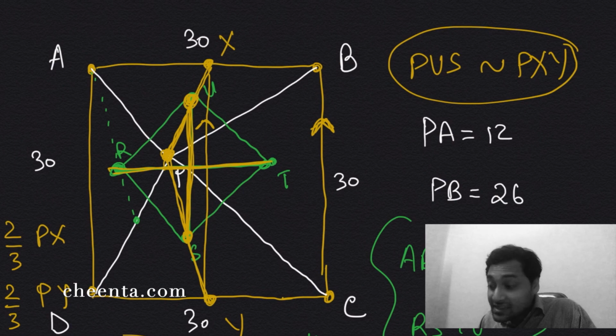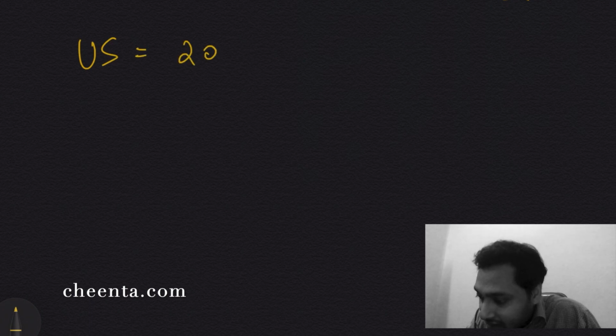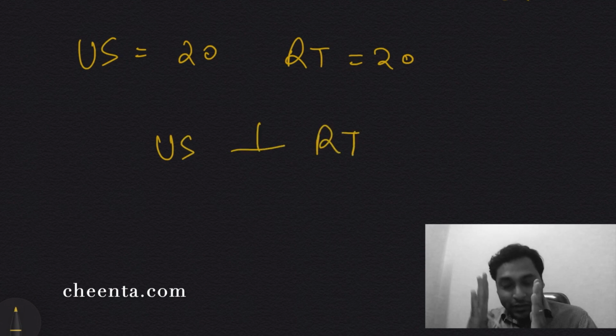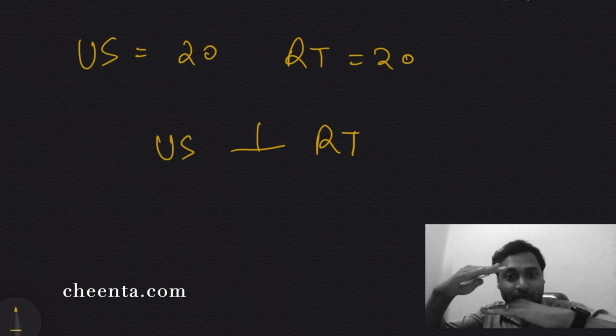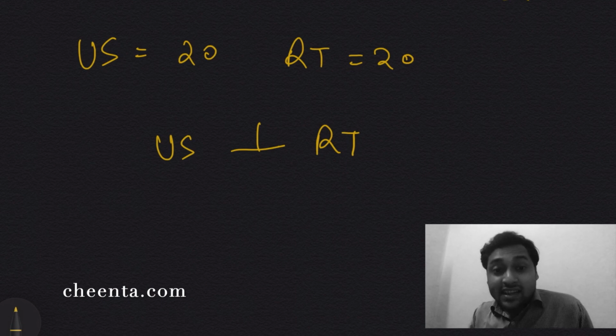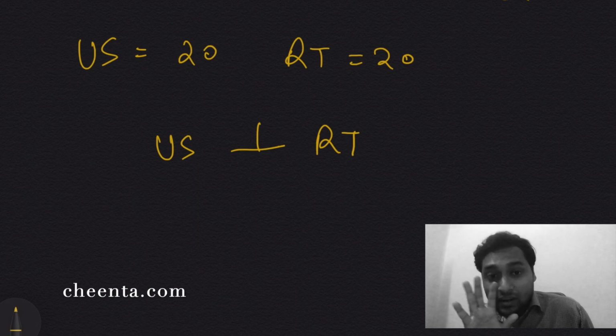So US is perpendicular to RT. So this is what we have learned. US is 20, RT is 20, and US is perpendicular to RT because US is parallel to one of the sides and RT is parallel to the top side. Okay. So now, using this information, can you find out the area of that quadrilateral?